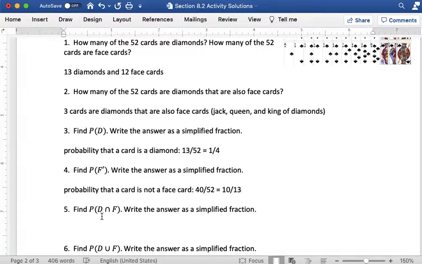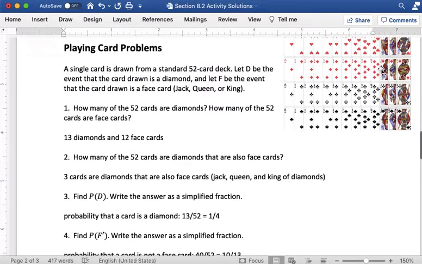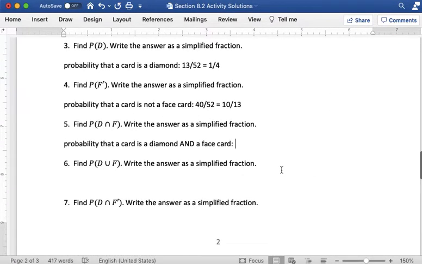Question 5 says find the probability of D intersection with F. D intersection with F means a card is a diamond and a face card. So there are 3 cards that are diamonds and face cards. The answer for question 2 was these 3 cards, the jack, queen, and king of diamonds. So that would be 3 out of 52 cards. And that fraction cannot be simplified because 52 is not divisible by 3.